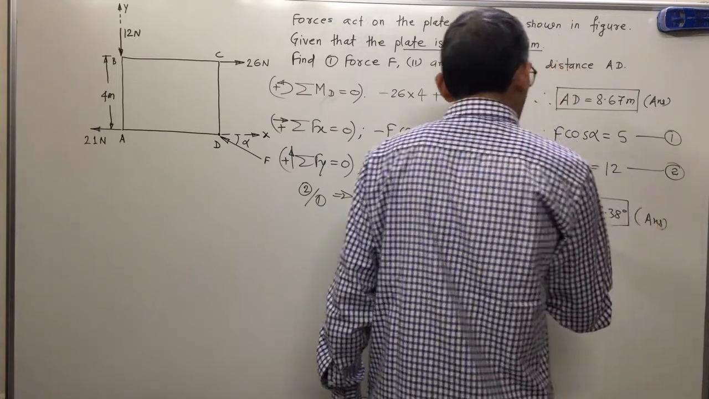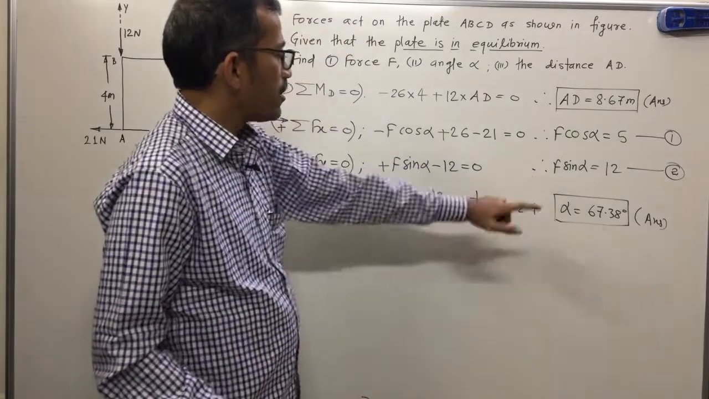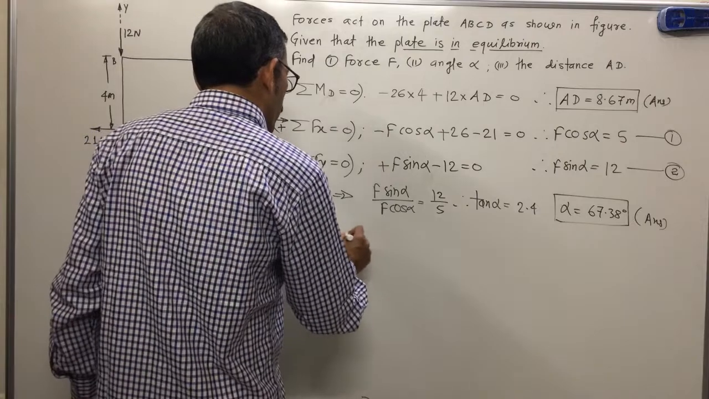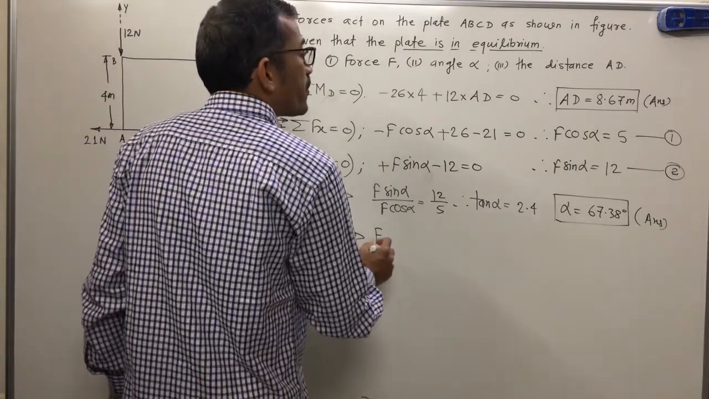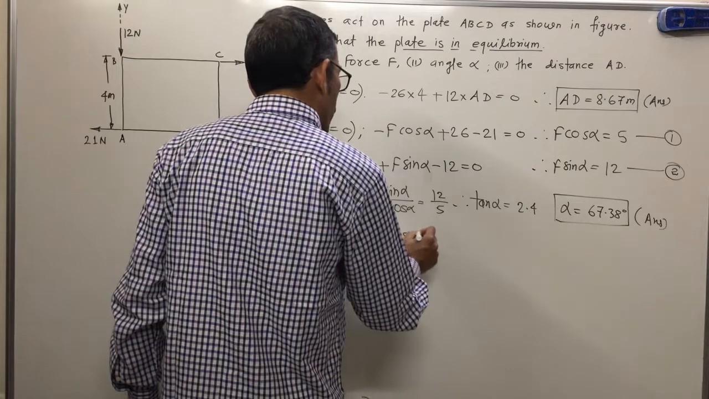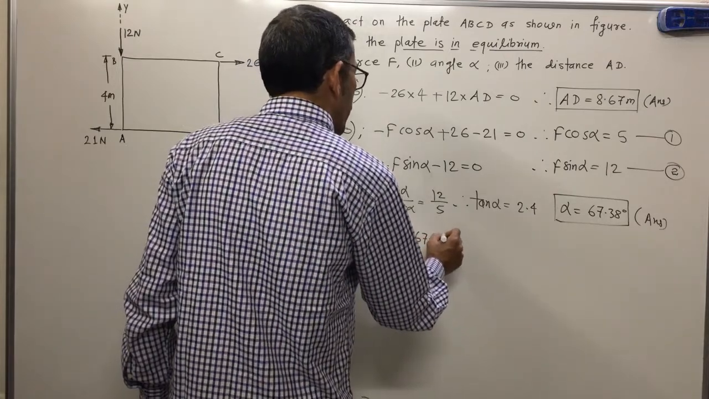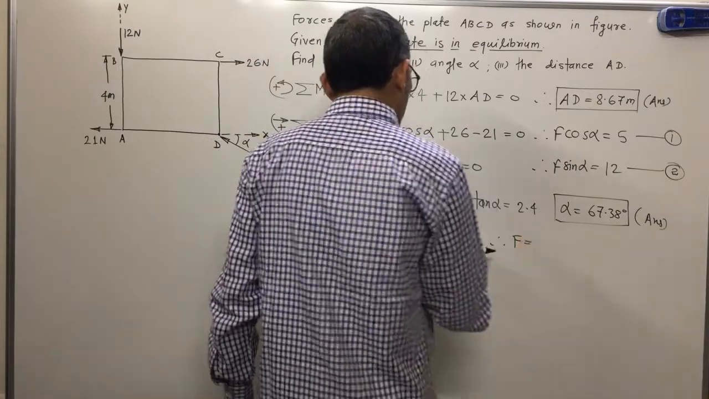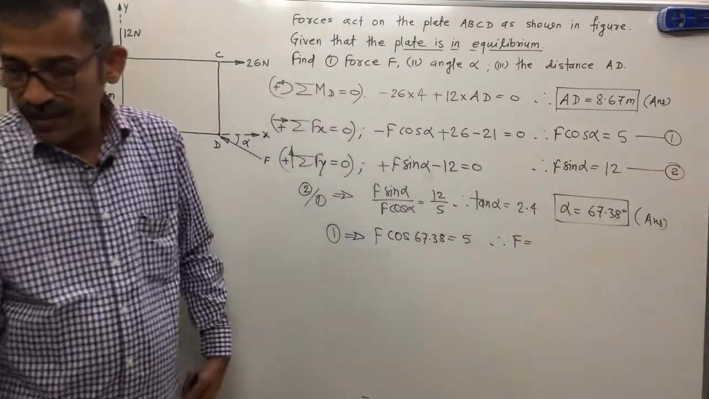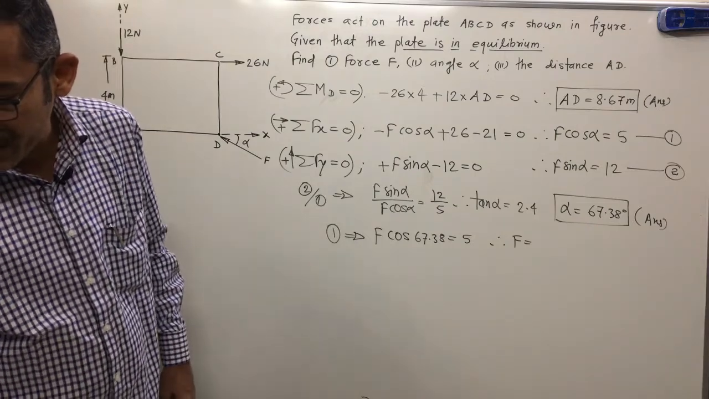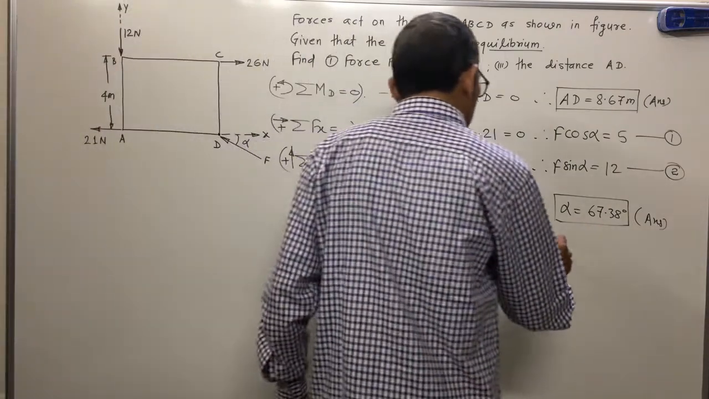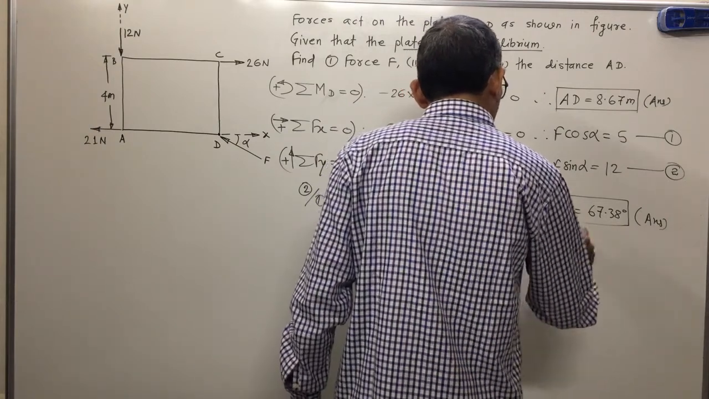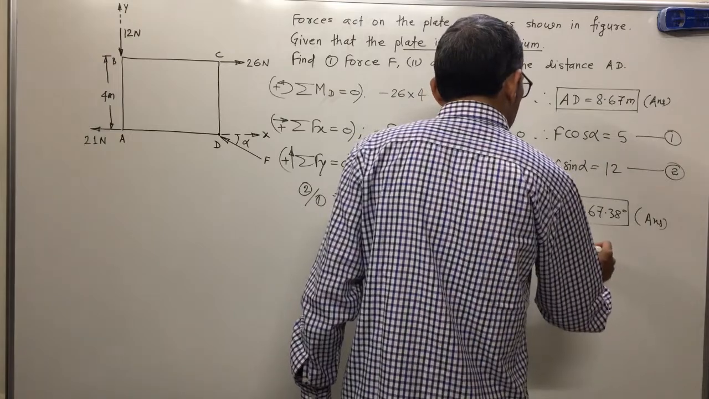Now to find the force F, you substitute the angle alpha you calculated in any one equation. Say in equation number 1, we get F cos of alpha, that is 67.38, equal to 5. That means F is equal to 5 upon cos of 67.38. Calculate using a calculator. I already calculated this; it comes out to be 13 Newton.